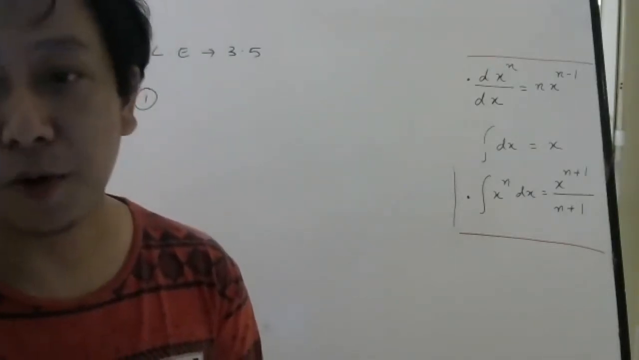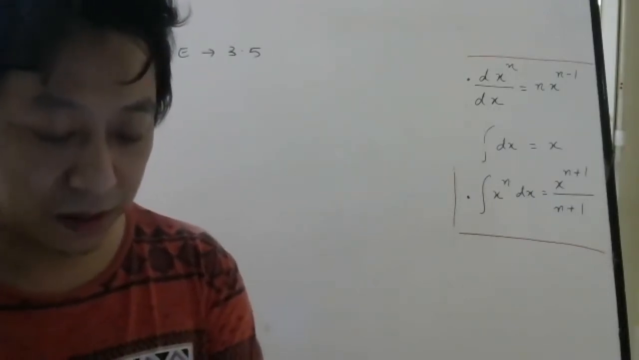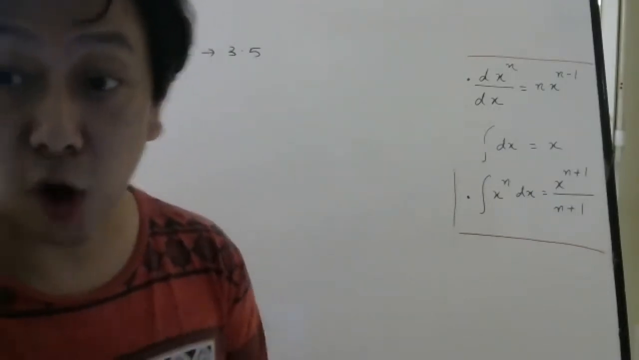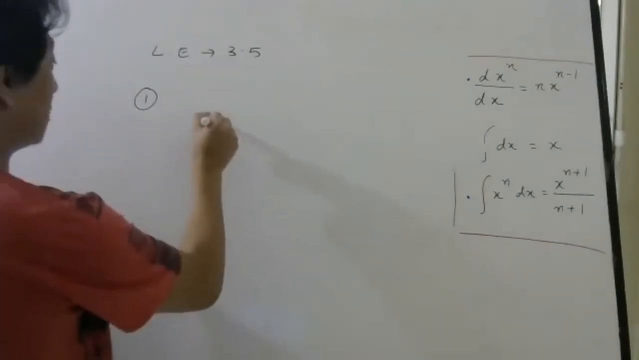Learning exercise 3.5, question number 1, you see. The velocity of a body is constant. What is constant? Velocity is constant.